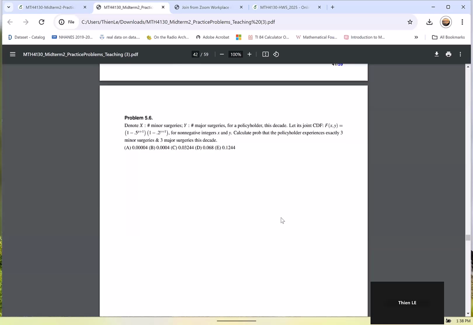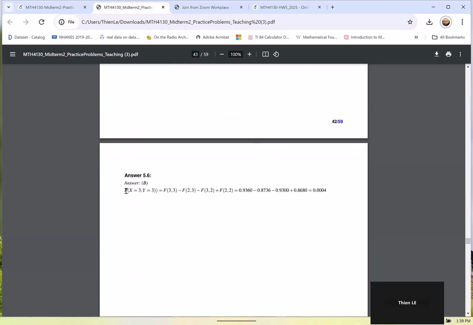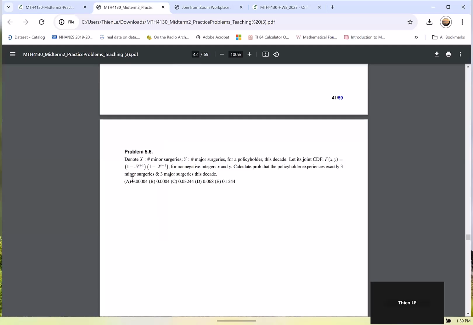In 5.6, X denotes the number of minor surgeries, Y the number of major surgeries, and we have a joint CDF like this. For some non-negative integers x and y, calculate the probability that the policyholder experiences exactly 3 minor surgeries and 3 major surgeries this decade, right? So we talk about this decade for each of them. So in this case, you can see that this is the probability we want, right? And given to us is the F(x,y).